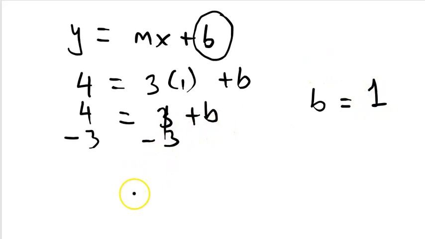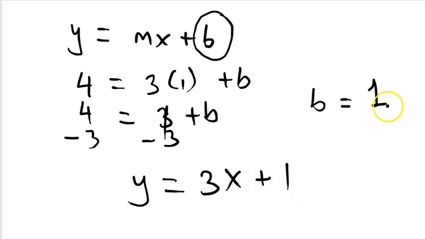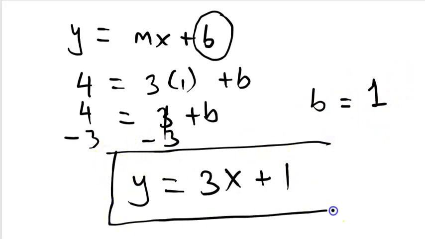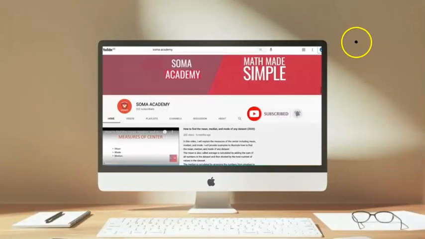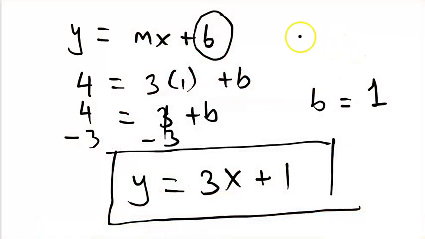Now, the final step. The equation is y is equal to mx. m is 3. Keep the variable x, plus 1, which is what we found here. So that is how you find the equation of a tangent line at a given point. You have to find the value for y, you have to find the slope, you have to find the constant, and then write the equation.